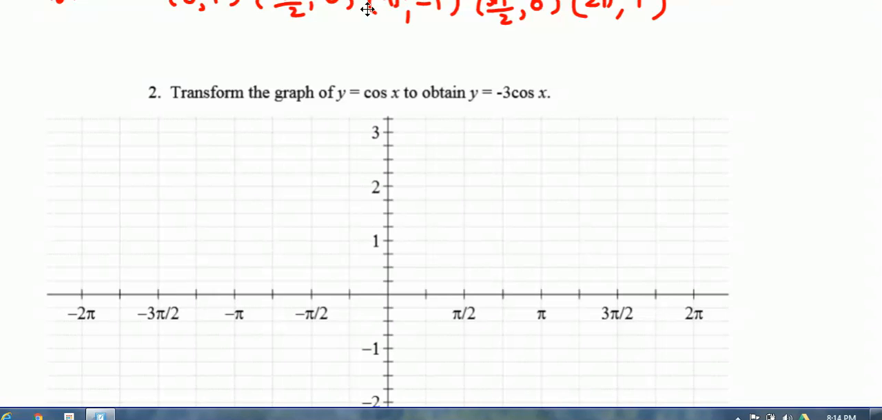Oh goodness. I know that this is going to be stretched and reflected. So I'm going to have to multiply my y's by negative 3. So you go ahead and do that while I'm fiddling around with this.